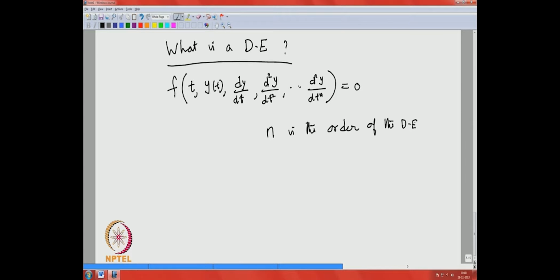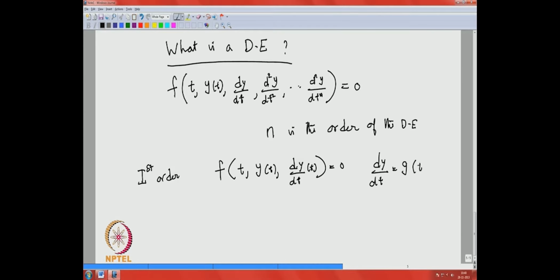So, for example, a first order equation is nothing but a relation connecting t, y, and dy by dt. Even to understand this equation is not easy. So, most of the time you will be seeing a simpler form of this equation, where dy by dt is equal to g of t, y(t), and this is the differential equation which we will be addressing most of the time.